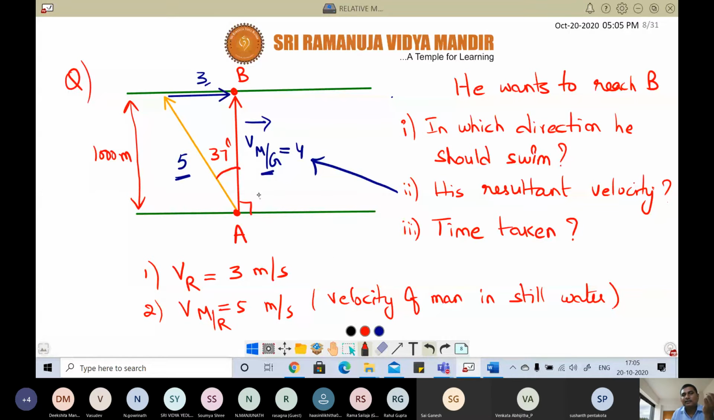And this angle is anyway 90. Now this total angle is called as theta. So theta is 90 plus 37. So that means how much? 90 plus 37 is 127. So directly theta equal to 127. So that is the first answer.